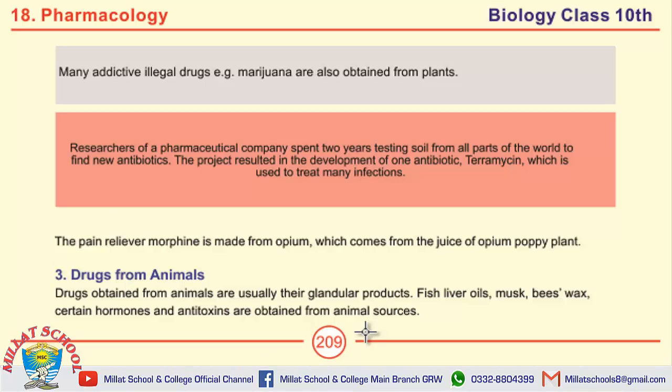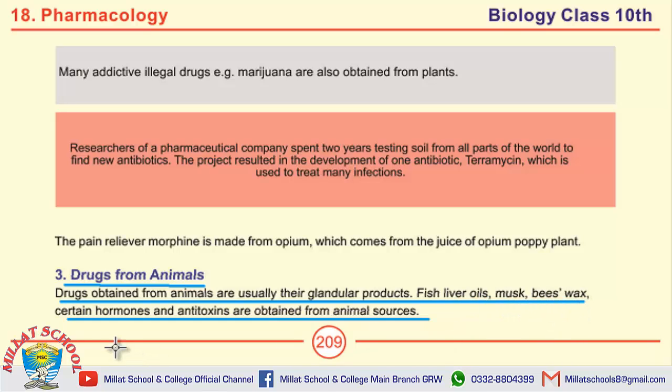The short question on this page includes how drugs from animals can be obtained. Drugs obtained from animals are usually their glandular products, fish liver oils, musk, beeswax. Certain hormones and antitoxins are obtained from animal sources.